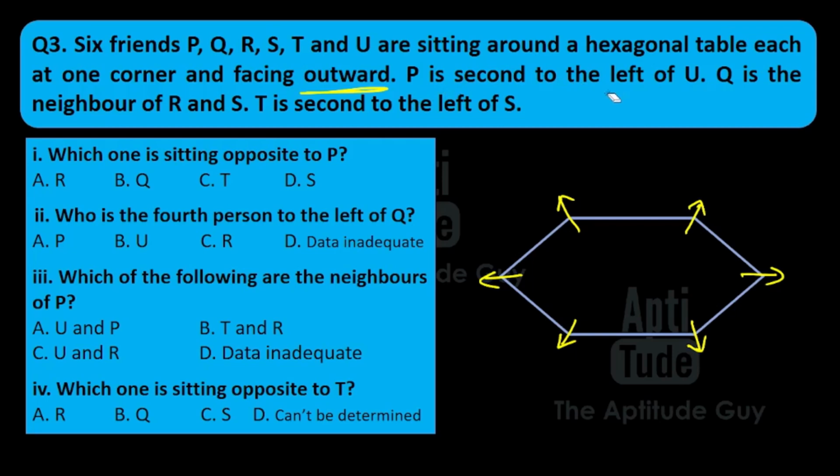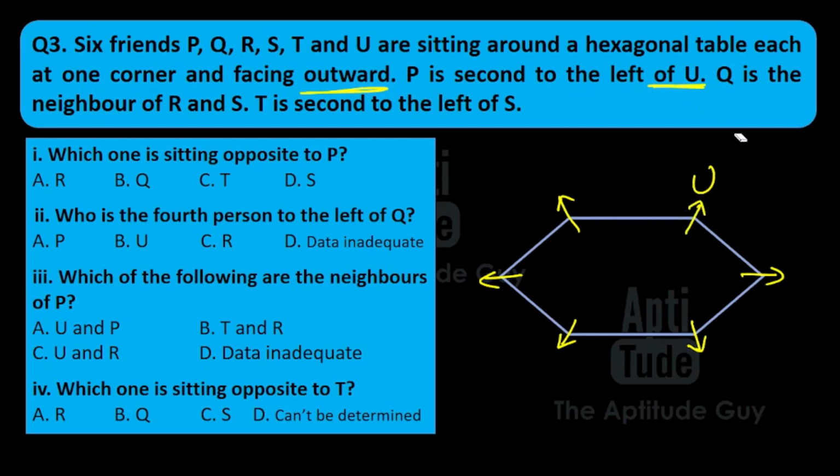Now, P is second to the left of U. That means U is the reference. So let's start with U. Now, where should we put U? In the previous question, I discussed that the best and the most feasible position to start with is a position which is facing north. So these two positions are facing almost north. So you can start with U in any of these two places. So I'll start over here. You can start here or you can start from anywhere. It really does not matter. You will get the right answer. But if they are facing north, it becomes slightly easier.